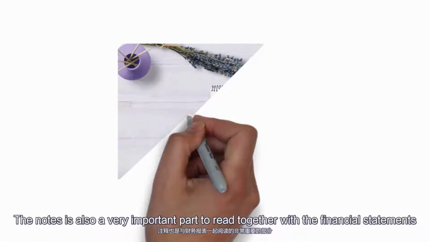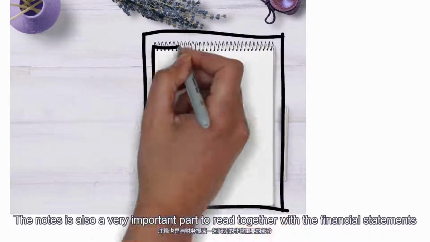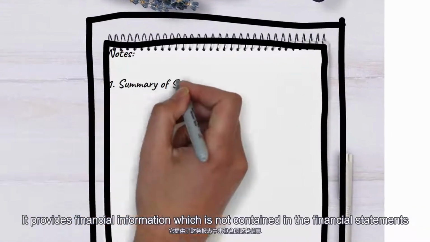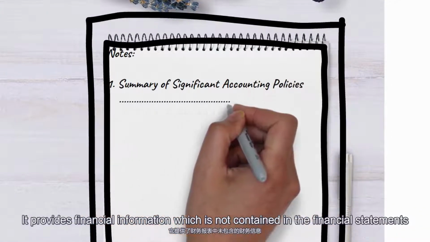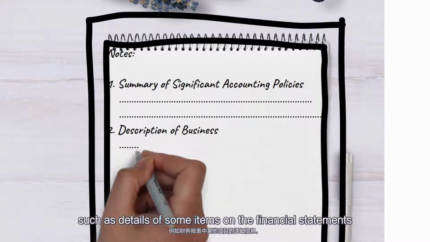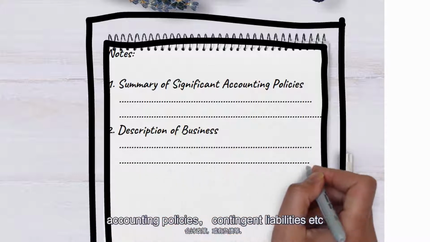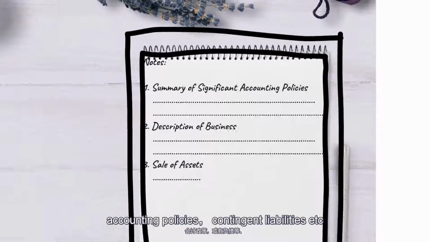The notes are also a very important part to read together with the financial statements. They provide financial information which is not contained in the financial statements, such as details of some items on the financial statements, accounting policies, contingent liabilities, etc.